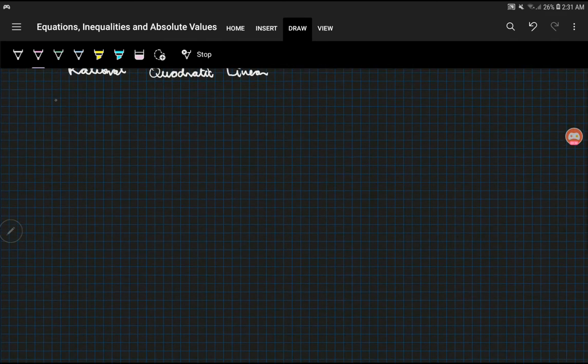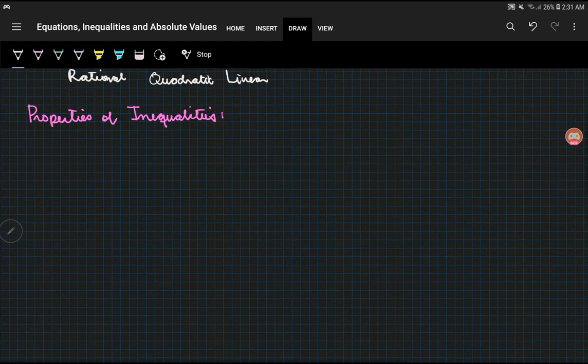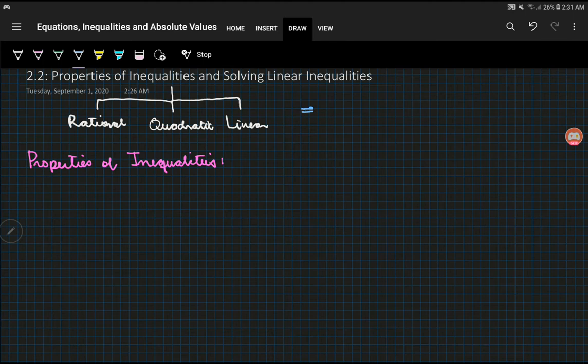So before we can solve inequalities, we need to know the properties of inequalities. We begin with: if A is greater than B. When we talk about inequalities, we are not referring to the equals symbol. We are going to refer to four kinds of symbols: greater than, less than, greater than or equal to, and less than or equal to.